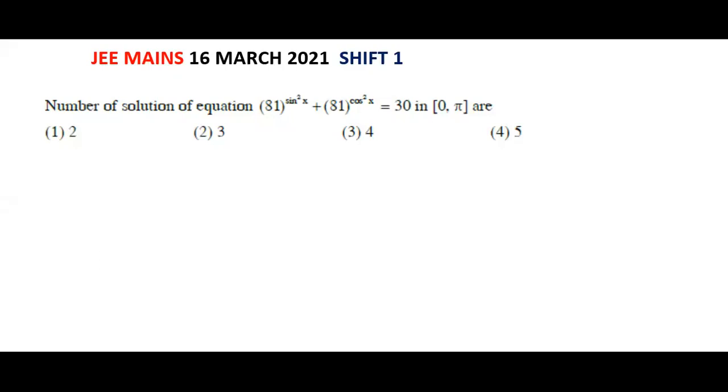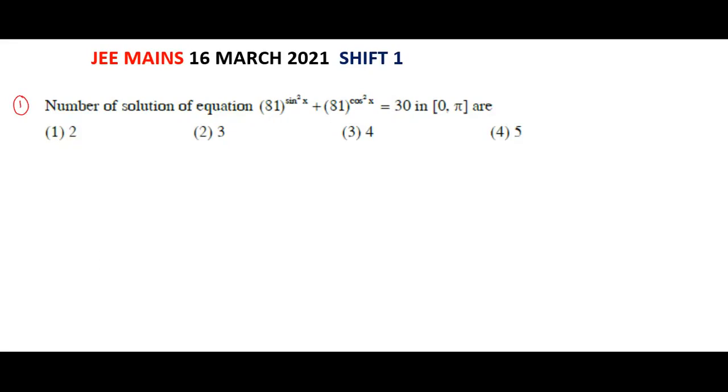Today I am going to discuss JEE Mains 16th March 2021 Shift 1 question with solutions. Now see the first question, what they have given. Number of solutions of the equation 81 power sin square x plus 81 power cos square x is equal to 30 in the closed interval [0, pi].